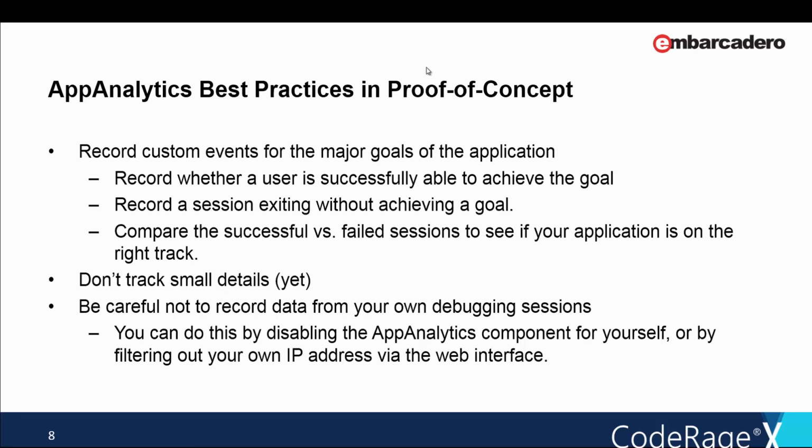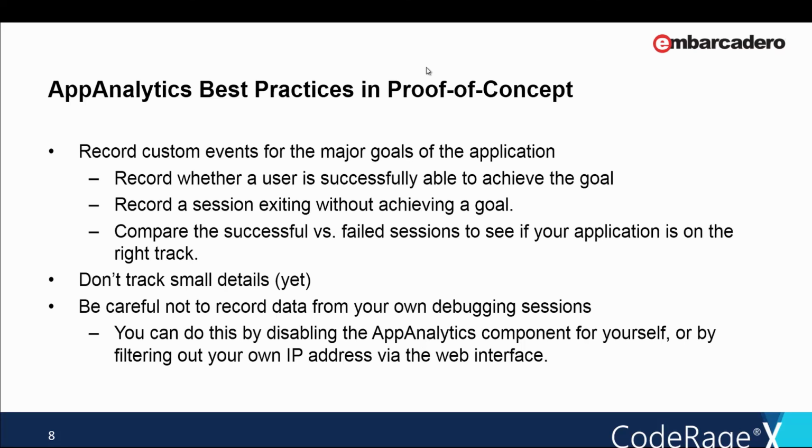So if you're just working on a proof of concept, the most important question is whether the application is actually solving the problem that it's supposed to solve. When your software is in this initial proof of concept stage, we recommend that you use just a few simple custom events to see whether users are able to achieve the goal of the software. You add just a little code to your proof of concept application to see whether the goal was achieved or whether the user exited the application without successfully accomplishing the goal of the software.